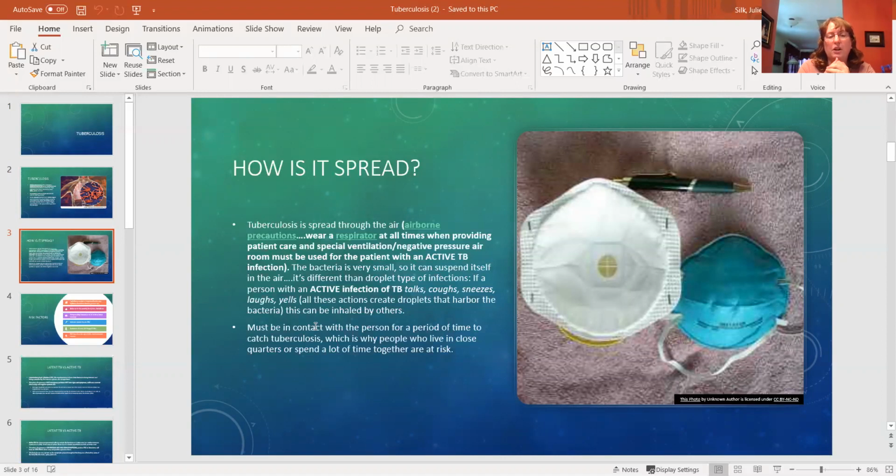from those bacteria. The thing is with this, the bacteria is very small, so it can suspend itself in the air. It's different than any kind of droplet infections because if a person with active TB talks, coughs, or sneezes, or laughs, or yells, or something, you can cause someone to inhale this inadvertently because of that. You have to be in contact with the person for a period of time to catch tuberculosis. So this is why people who live in close quarters or spend a lot of time together are at risk.